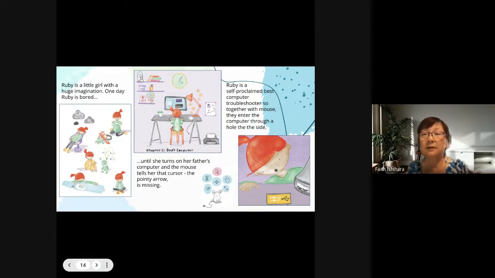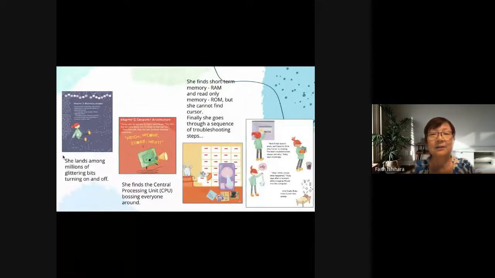So she talks with her friend, the mouse, and they decide that they're going to go inside the computer and check it out. So they tumble down into the computer, and she can see all the bits turning off and on. And she finds the central processing unit, bossing everybody around. She finds the RAM and ROM storage. And she goes through a series of steps to try and troubleshoot and finally find the cursor that had been missing.